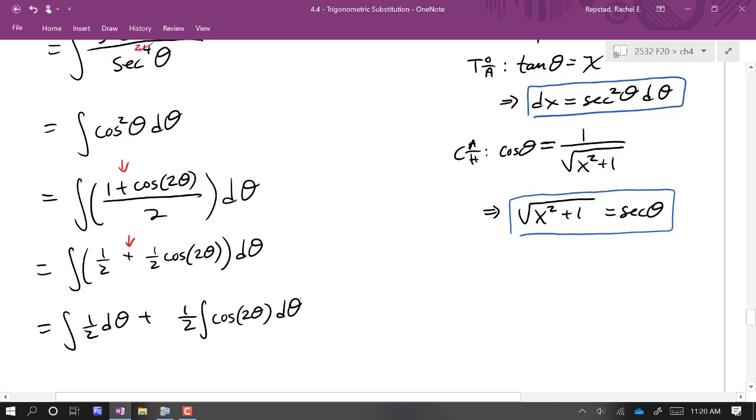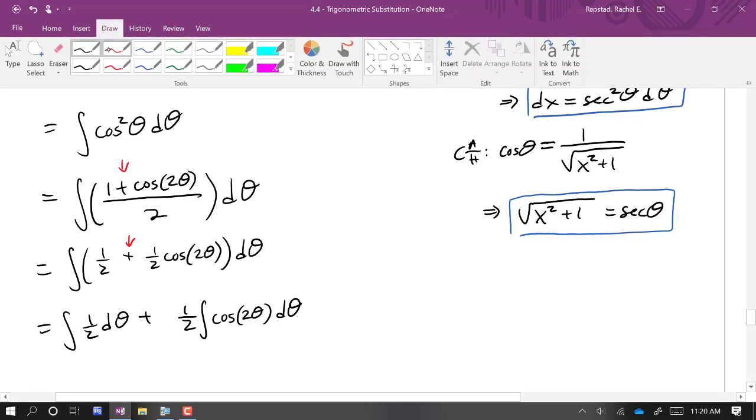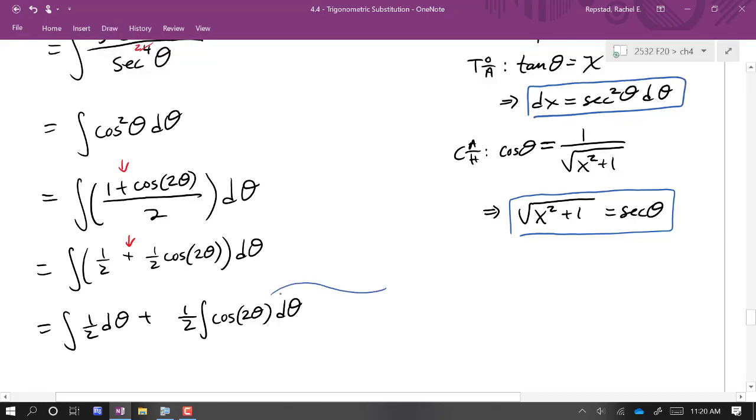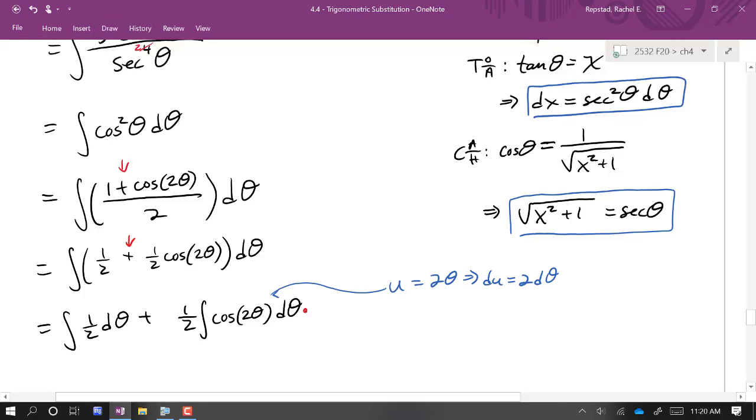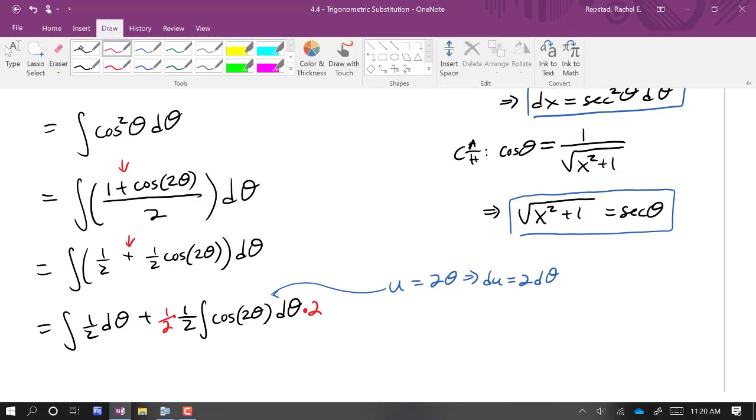Now the integral of 1/2 d theta we know how to do. That'll just be 1/2 theta. For the integral of cosine 2 theta, I think we also basically know how to do that. That can be done by letting u equal 2 theta, so that du is 2 d theta. We need a factor of 2, and we'll compensate with the factor 1/2 outside. Now this is the integral of cosine u. And we know the integral of cosine is sine.